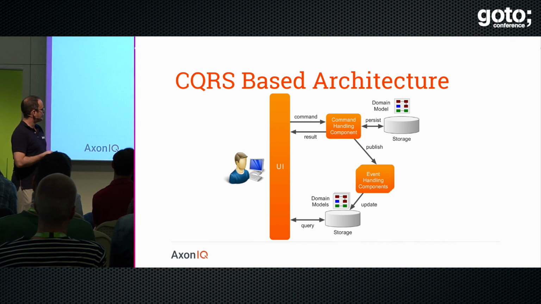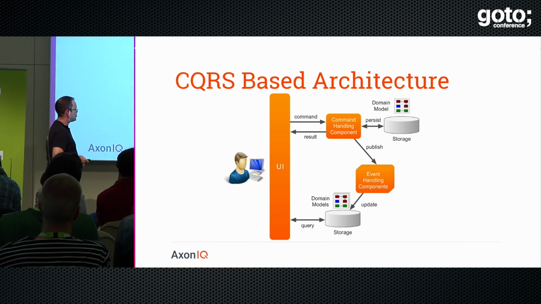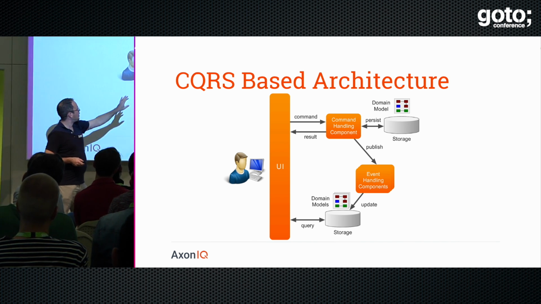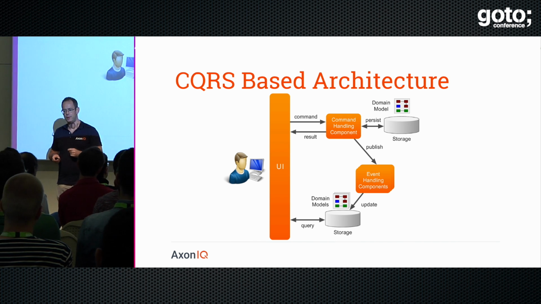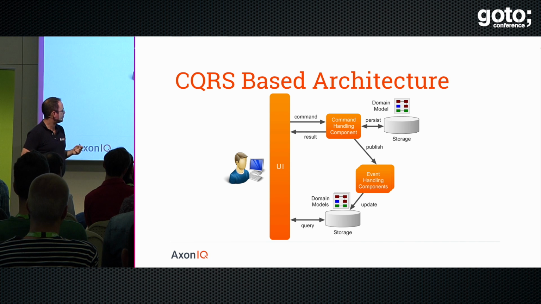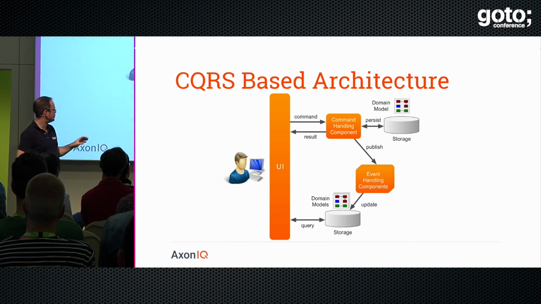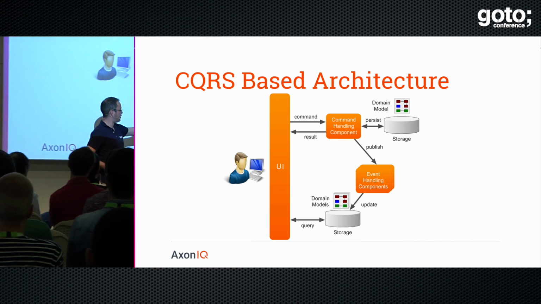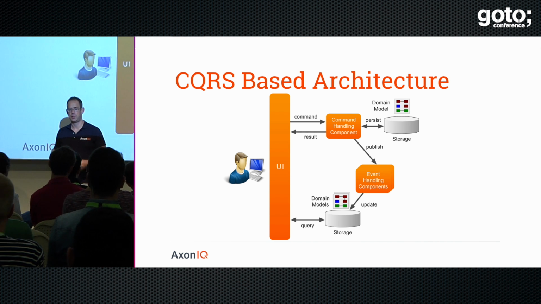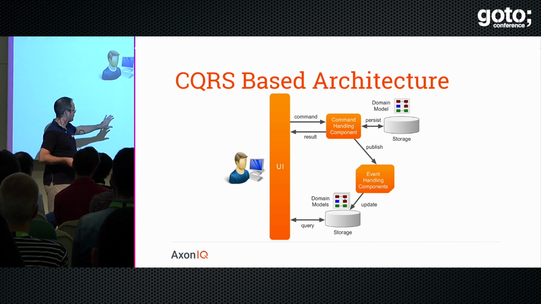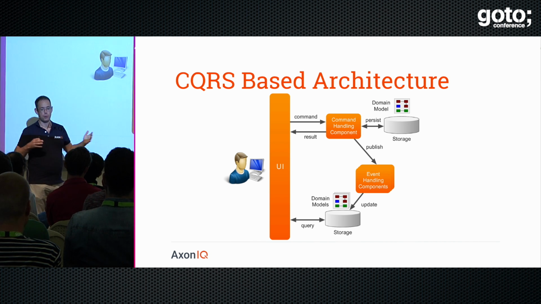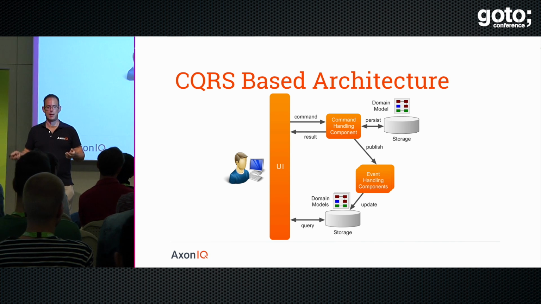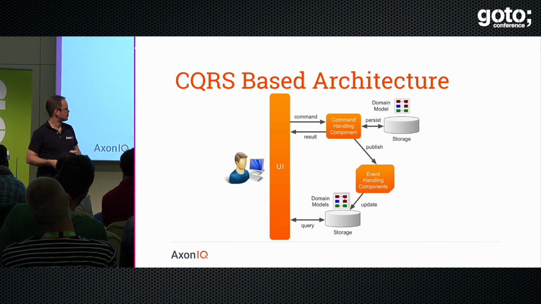So if we put those things together, this is kind of like the Axon architecture. You would have command handling components that have their own storage model, domain model. If something changes there, they would publish events. Those get picked up by event handling components. They do updates on a separate storage, and that's where you would do reads. Of course, the application user interface connects with both parts of that, so it's still just one application from an end user perspective.